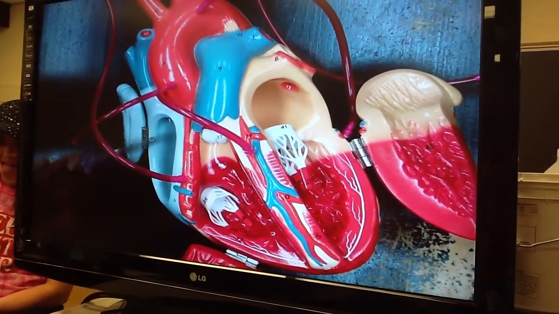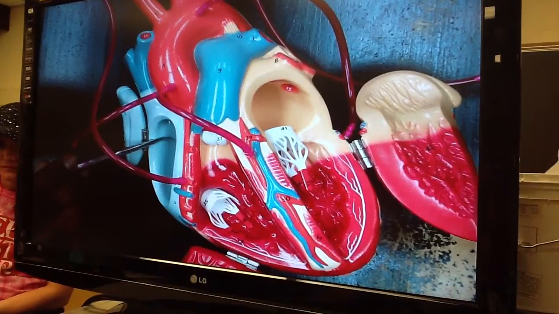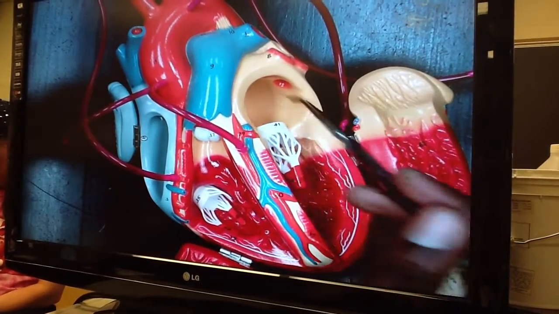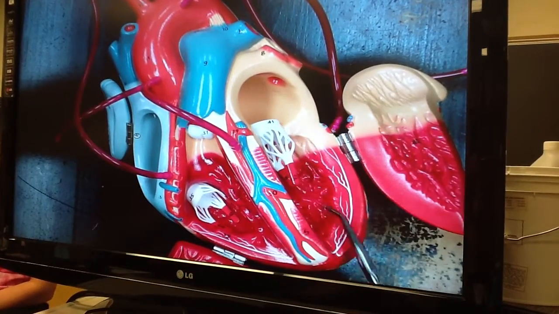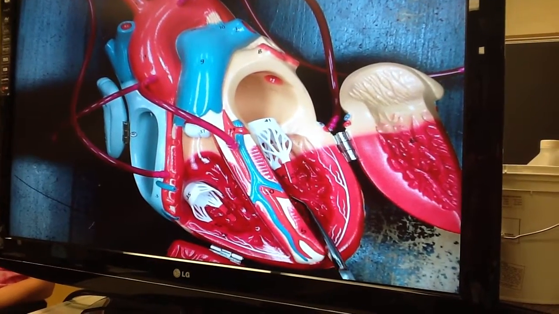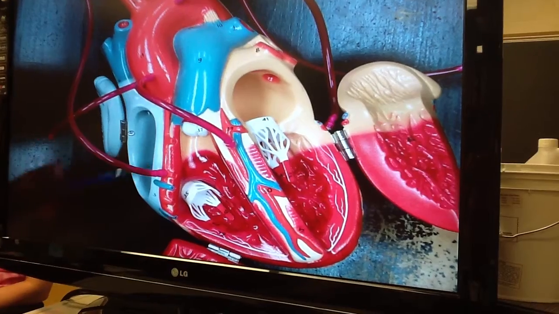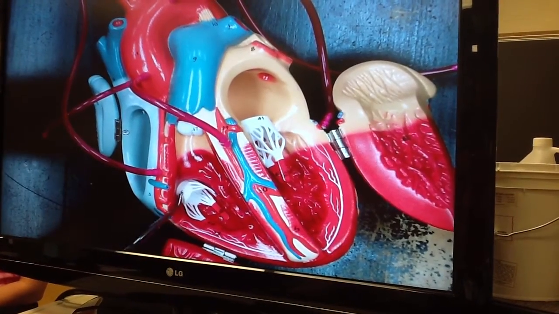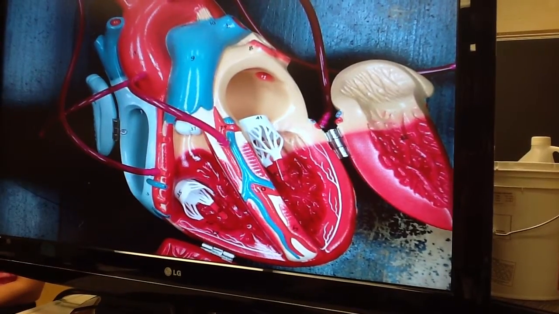When we open this up, Mr. Gilmore, we know that this chamber is right atrium. This chamber is right ventricle. This chamber is left atrium. This chamber is left ventricle. When, Mr. Gilmore, blood comes and fills this up and has to go through here, well, this structure, number 35, Mr. Gilmore, is the tricuspid valve.